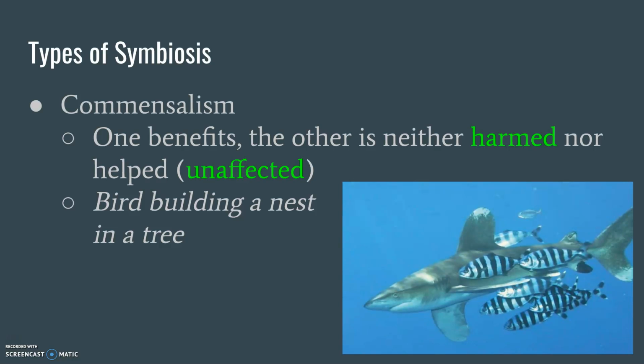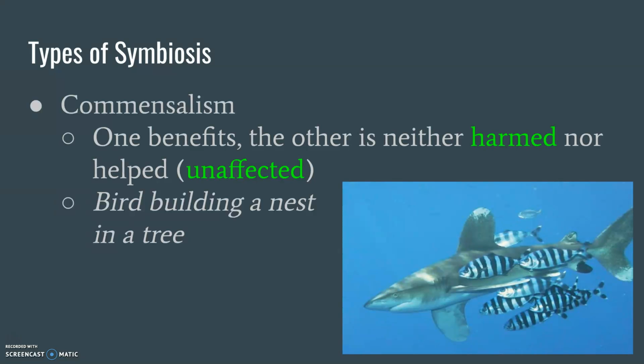A bird building a nest in a tree. Let's look at the bird first. First, that bird gets its three basic needs: food, water, shelter. If the tree is, let's say, a pine tree specifically, that shelter is present year-round, because we know pine trees such as conifers are able to keep their needle-like leaves year-round. So the bird now has shelter. Most likely it's going to provide some sort of food source.